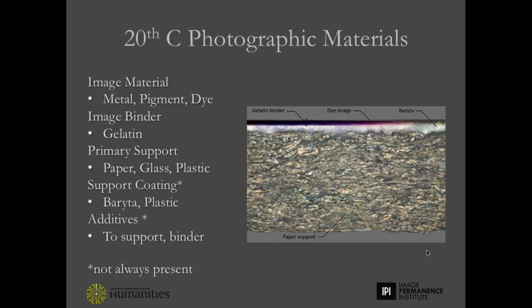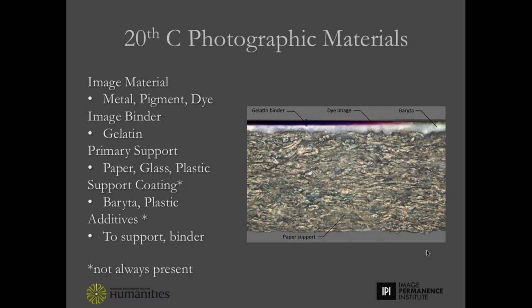So let's talk about the materials. What are the materials that are found in 20th century photographic prints? The image material, so what the image is actually made of, can be metal, usually silver, or it can be a colorant like pigment or dye. The binder is usually gelatin. A binder holds the image and suspends it above the support.